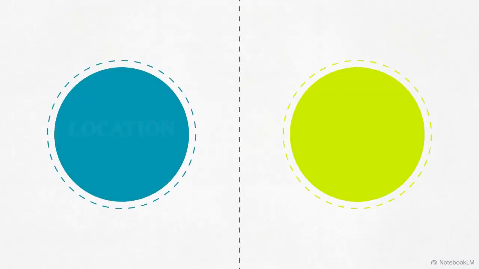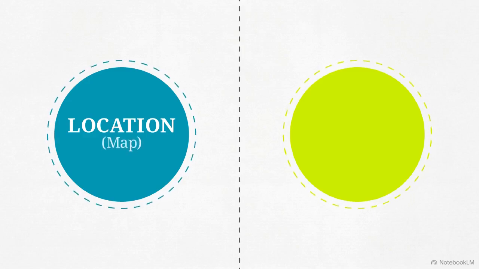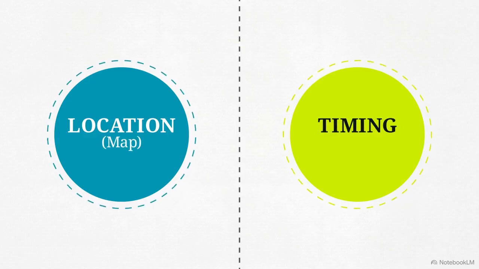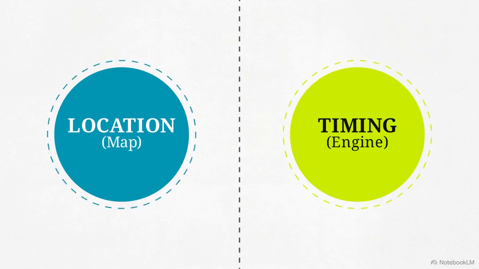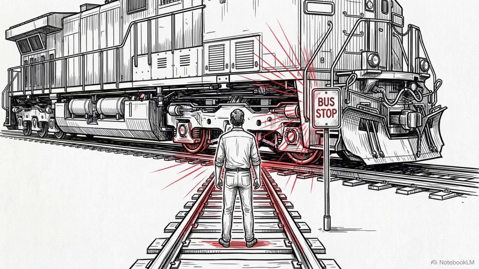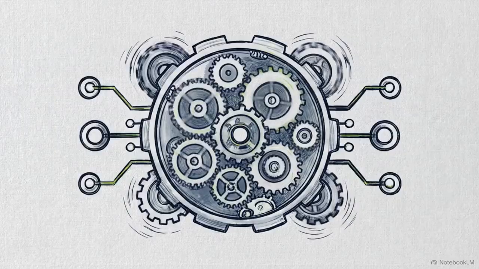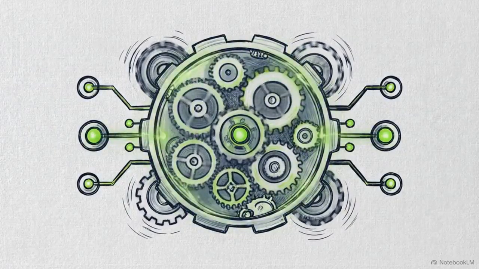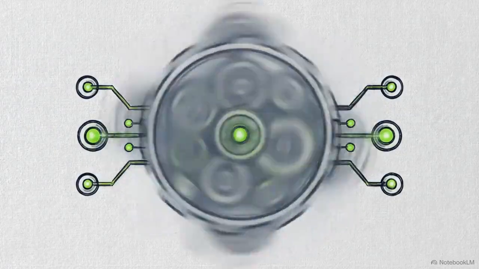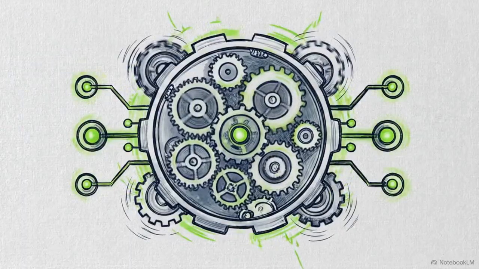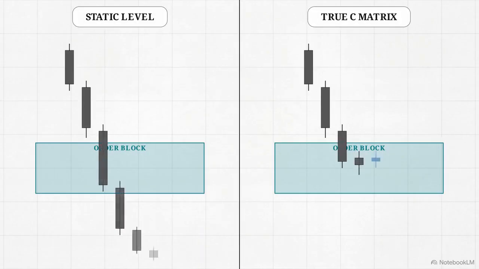High-probability trading requires splitting the process into two distinct disciplines. You must separate your market location, the historical map, from your execution timing, the real-time engine. A static map looks at a single time frame and hopes for a reaction. But a structural execution model requires a dynamic multi-time frame engine to definitively prove that the specific location is actually active right now. We use a verification layer called the True C Matrix.